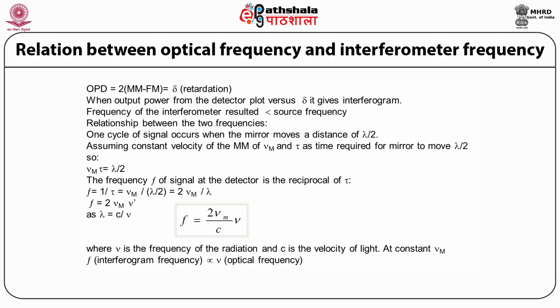The frequency f of the signal at the detector is the reciprocal of tau, where frequency f equals 1 by tau equals Vm by lambda by 2, which equals 2 into Vm by lambda, which is further derived as f equals 2 Vm nu, and lambda equals c by nu. So finally f equals 2 Vm by c into nu, where nu is the frequency of radiation and c is the velocity of light. At constant Vm, the interferogram frequency f depends on the optical frequency nu.